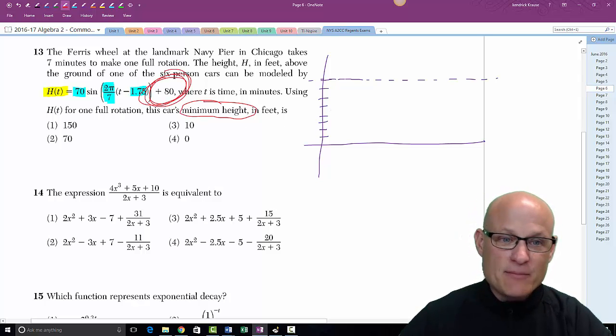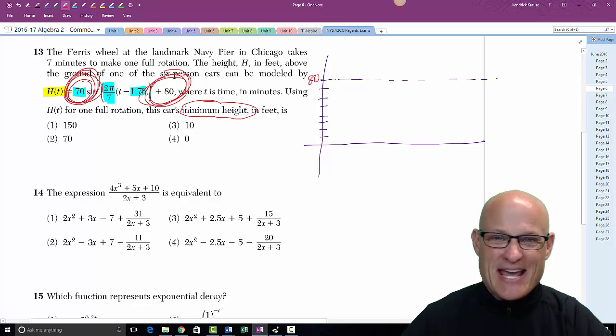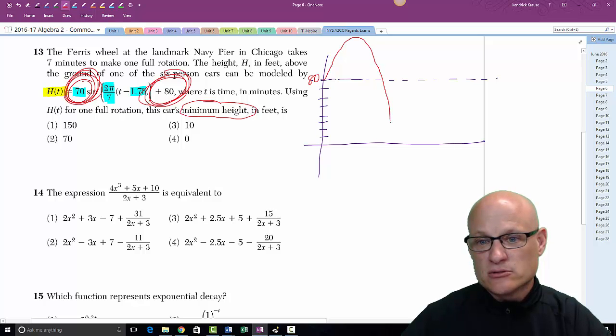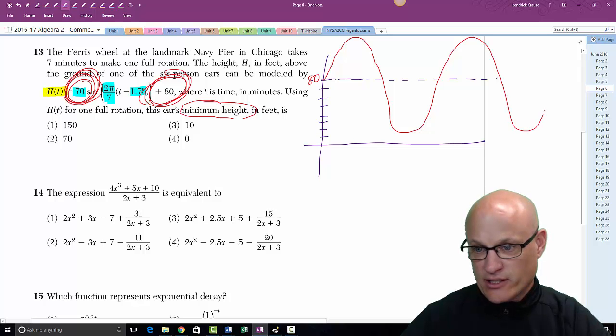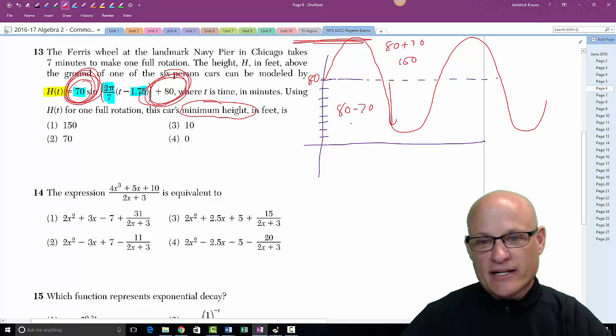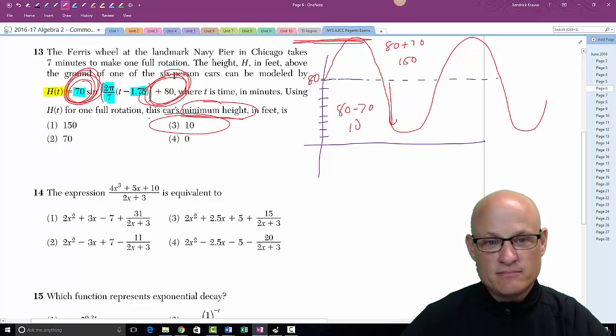Well, we start at the midline. We drew this in at 80. And we're going to then use the amplitude. Well, what does the amplitude say? It says we're going to go up 70 and down 70. I don't have to keep going. If I go up 70, I'm at 80 plus 70, so my max height is 150. If I go down 70, I'm at 80 minus 70, and my minimum height is 10. They want minimum height. Minimum height is 10. And that's all there was to that problem. A little bit of reading.